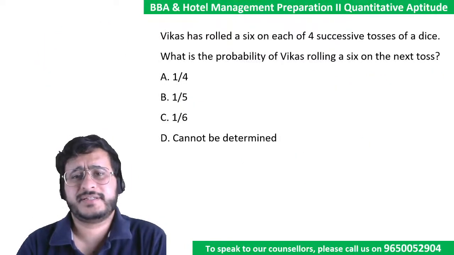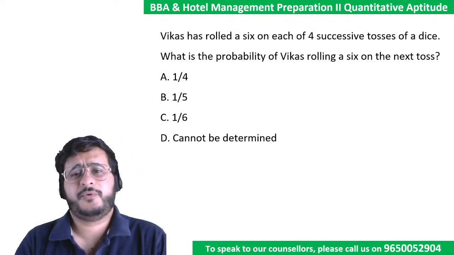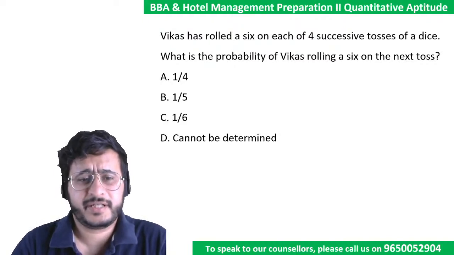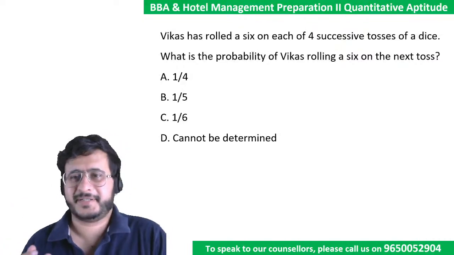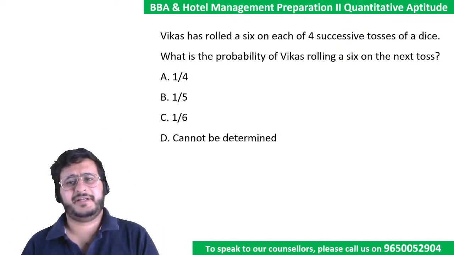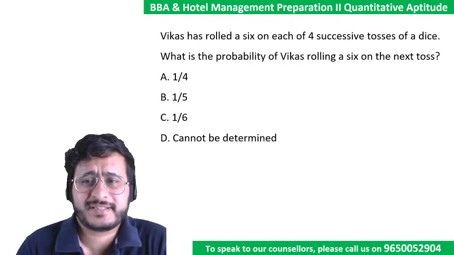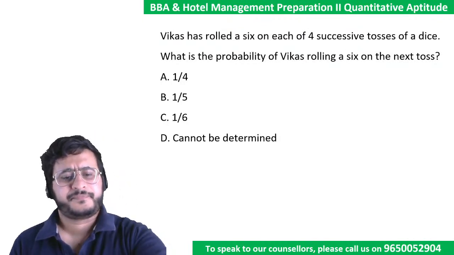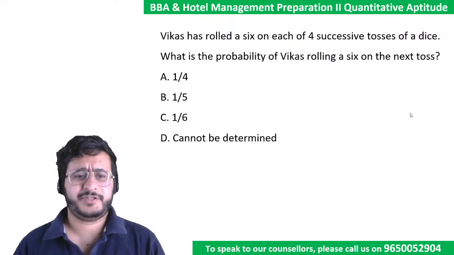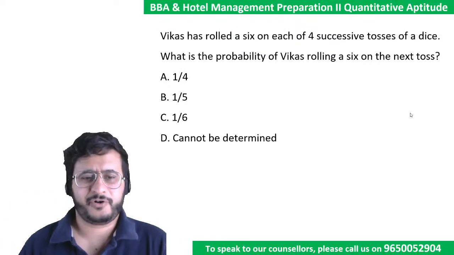Vikas has rolled a 6 on each of the 4 consecutive tosses of a dice. What is the probability of Vikas rolling a 6 on the next toss? Maybe he's playing Ludo, he's got 4 sixes in a row, and you have to tell what the probability is that he rolls a 6 on the next toss. At times, you need to understand things. You do not have to apply formulae everywhere. You need to have some common sense as well.